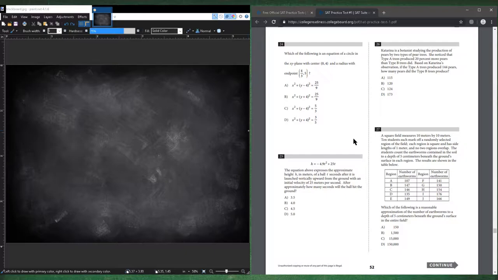27. A square field measuring 10 by 10 meters. 10 students each mark off a randomly selected region of the field. Each region is a square that has side length of 1 meter, and no two regions overlap. The students count the earthworms contained in the soil, to a depth of 5 meters beneath the ground surface in each region. The results are shown in the table below.